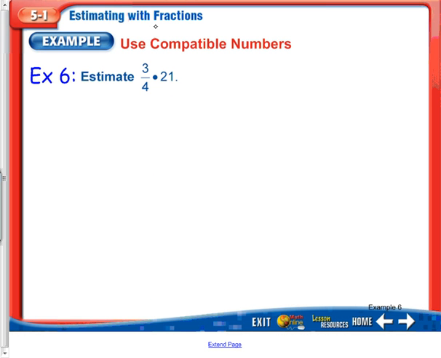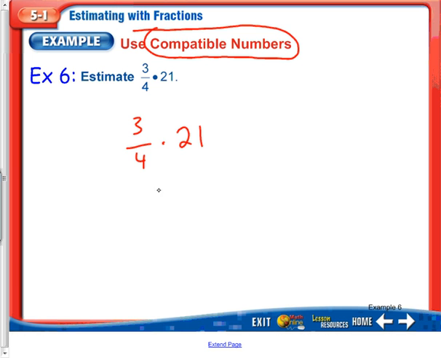All right, so now we're going to get into this compatible number phrase. So we're going to do 3/4 of 21. Now when we talk about compatible numbers, what we're talking about is the denominator and the number over there. Those numbers should be compatible, and when I say compatible, they should be multiples of each other. So right now, 21 is not a multiple of 4, but there's a number really close to 21 that is. So I'm going to change this to 3/4 times 20.